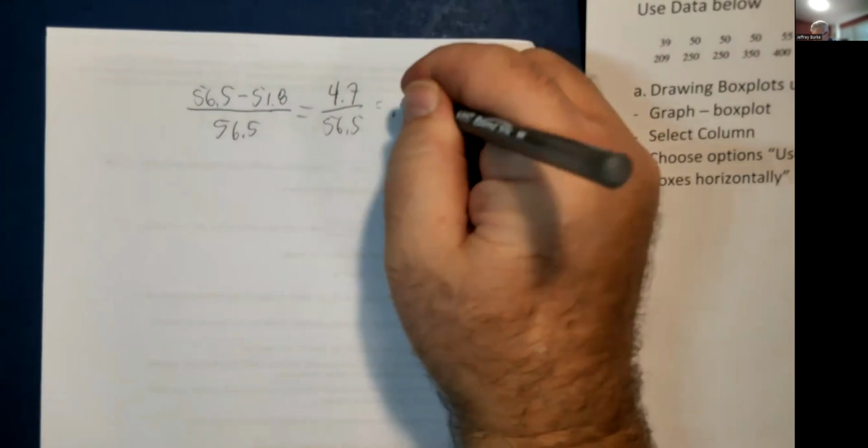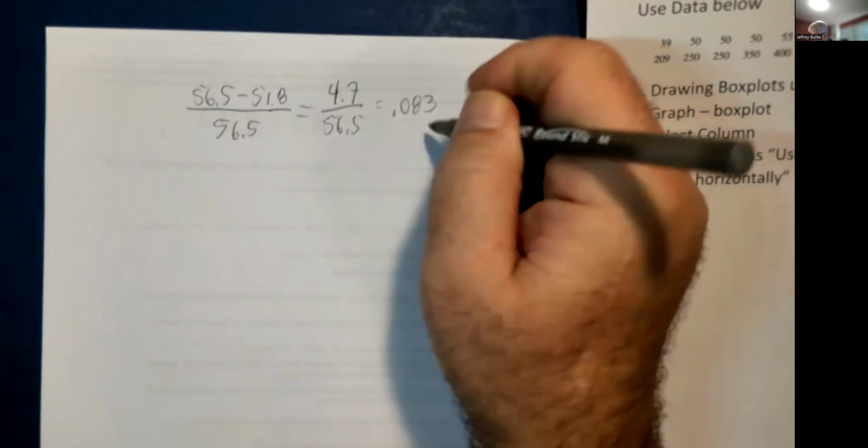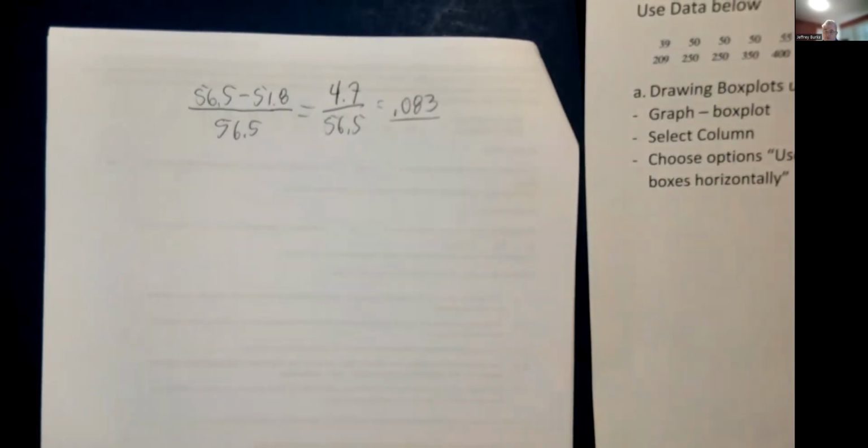Well, that works out to be 0.083. That's greater than 0.05. So for it to be close, it's got to be within 0.05. Because that's not the case, we're going to choose a different answer. Let's go back and share that again.